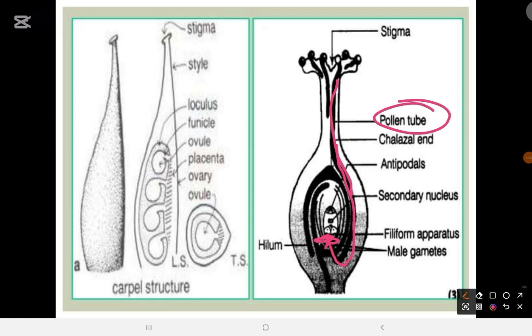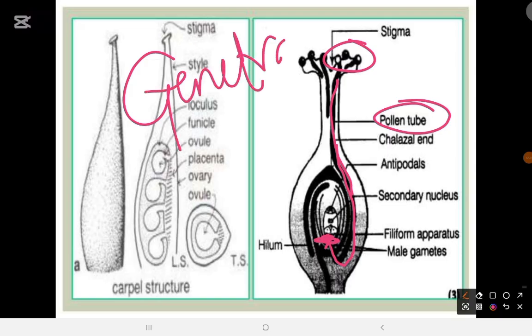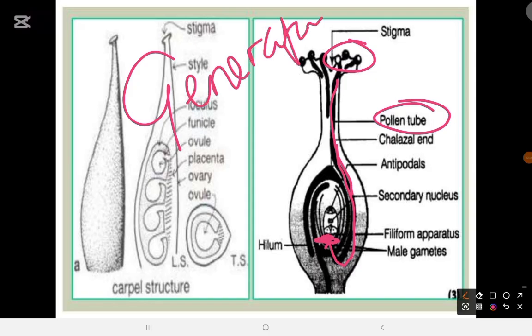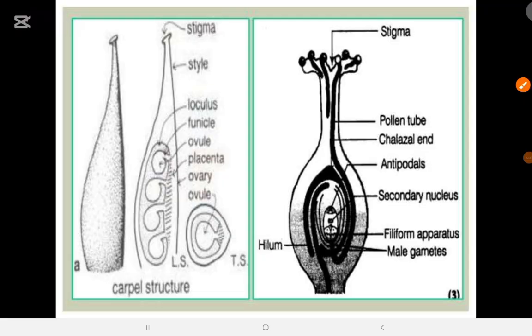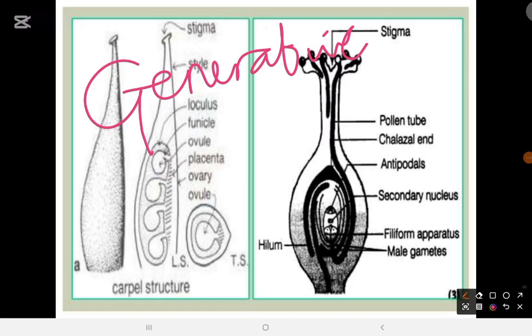We're going to see that in the later slides. It's going to enter through the micropyle, and there are two nuclei in the two cells in the pollen grain. We have one that is called the generative nucleus, and we have the tube nucleus.